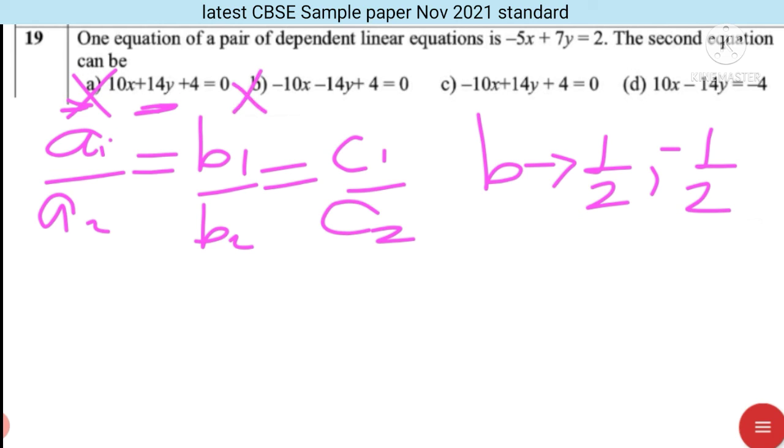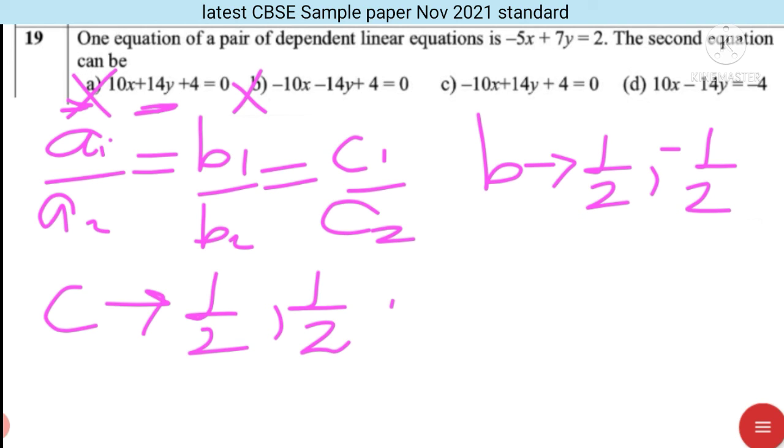Let us check for option number C. A1 over A2 is minus 5 over minus 10, that is 1 by 2. B1 over B2 is also 7 by 14, that is 1 by 2. But C1 over C2, see carefully, it seems to be 1 by 2, but it's not, because 2 is on right hand side and 4 is on left hand side. So again this is minus 1 by 2, so C option is also ruled out.